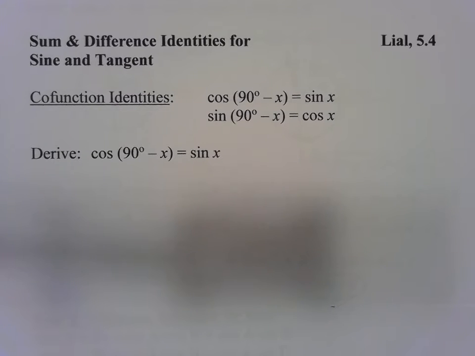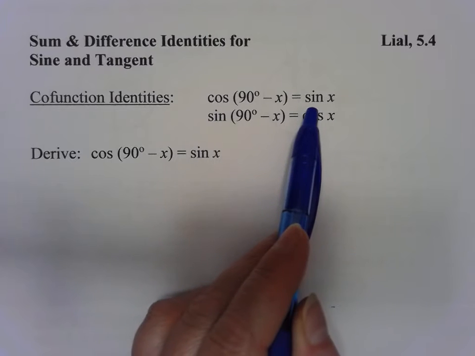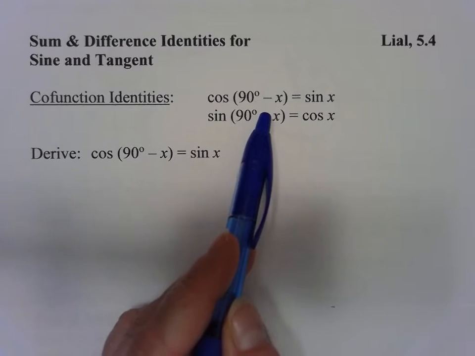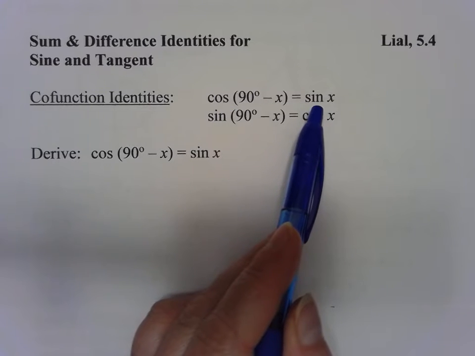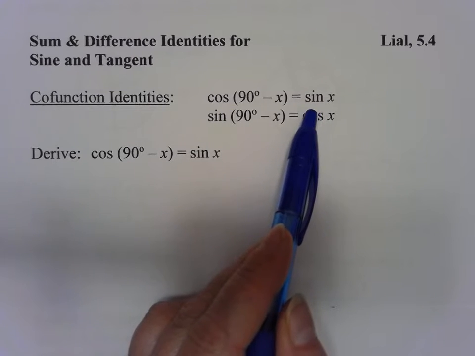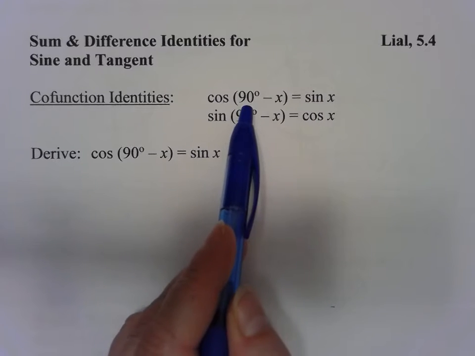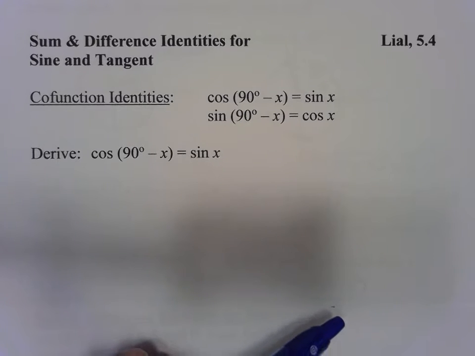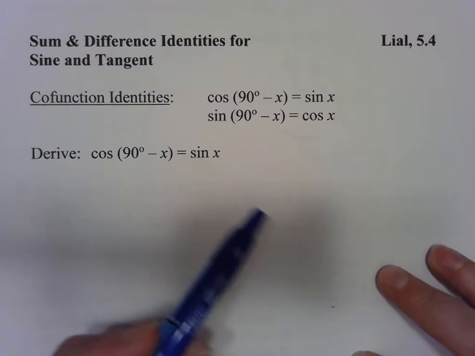The cofunction identities are a way to give a relationship between the cosine and the sine. And this is very much tied to the idea that the cosine and the sine are really the same shape as far as the graph goes, but they're shifted off by pi over 2 or 90 degrees. So this is another way of representing that. We're going to show that one of these is true.